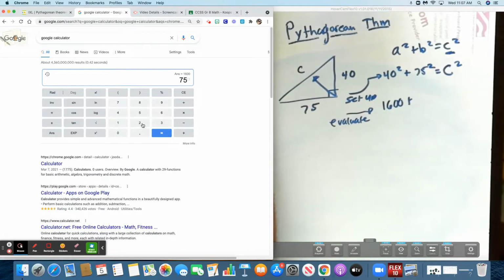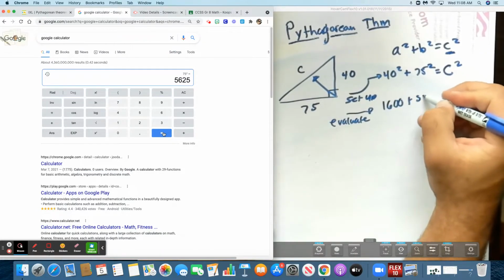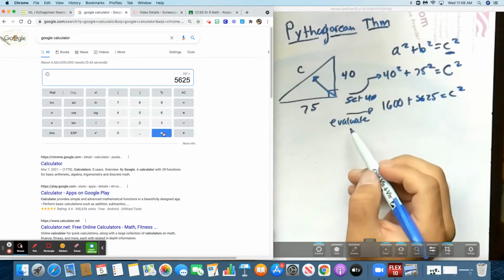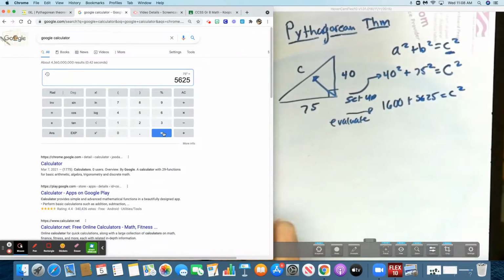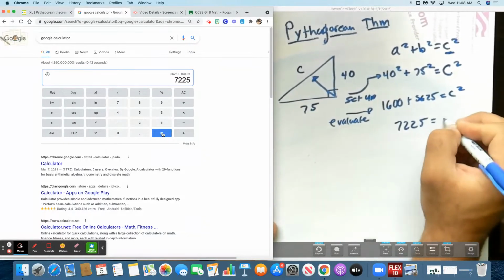75 squared, and again, the way I'm making that is I'm clicking the exponent button and then putting a 2 there, so it makes that 75 squared. That equals 5625, and that equals c squared. Okay, so now we need to simplify. We need to add these together. So 1600 plus 5625 equals 7225. So we have 7225 equals c squared.